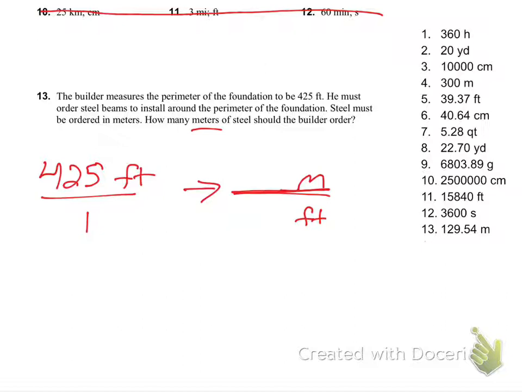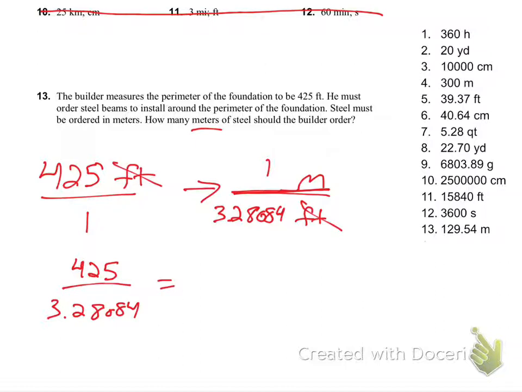I already looked this up before, but I'm going to do it again just to make sure I'm right. So meters to feet, 1 meter is going to be 3.28084. Now I'm going to multiply across, so 425 over 3.28084. The feet cross out, so I'll do it on my calculator, 425 divided by 3.28084.